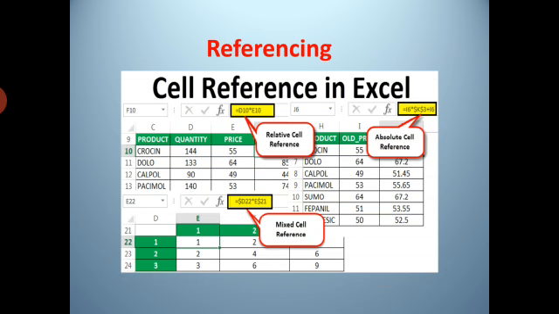Now, your next topic is referencing. Let me introduce you first of all to referencing. Referencing is the way to refer the formula or function from one cell to the next cell along the row or column. There are three types of referencing: absolute referencing, relative referencing, and mixed referencing.